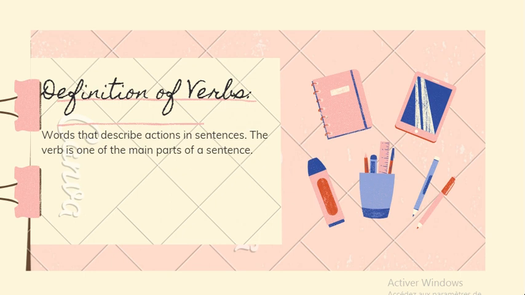For example, the mother prepares the dinner. So the mother is the subject of the sentence. Prepares is the verb. So what the mother is doing, the mother prepares the dinner. There is an action in the sentence which is preparing the dinner, and we understand this by knowing the verb.